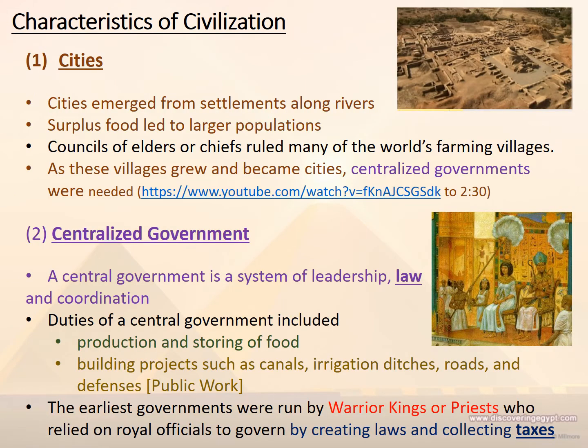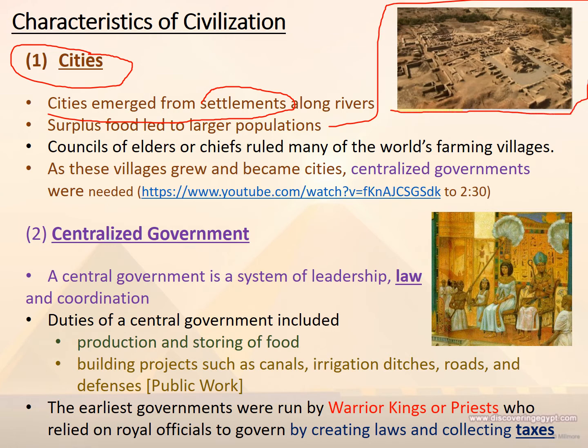So one characteristic of civilizations is they have cities, not villages, they have true cities. The cities grow from these settlements. These food surpluses allow for larger and larger populations until true cities have populations that number in the thousands or potentially even tens of thousands.